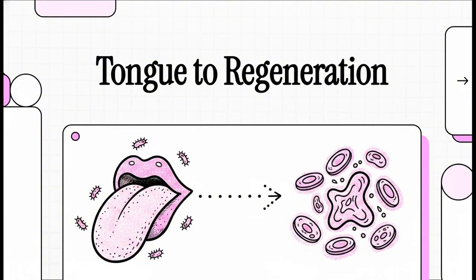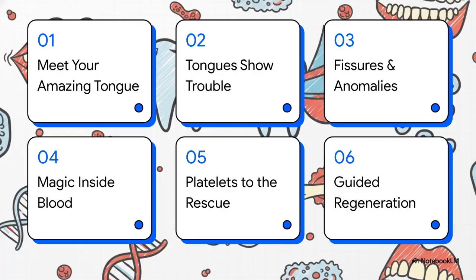Let's dive right in. Okay, so here's our roadmap for today. First, we'll meet your amazing tongue. Then we'll look at when tongues show trouble, followed by fissures, folds, and anomalies. After that, we pivot over to the microscopic world to look at the magic inside blood, how platelets come to the rescue, and finally, tissue-guided regeneration.